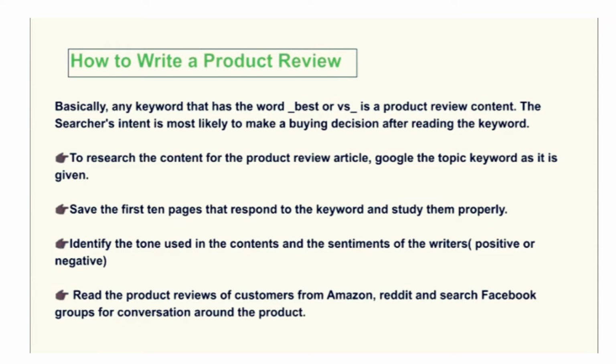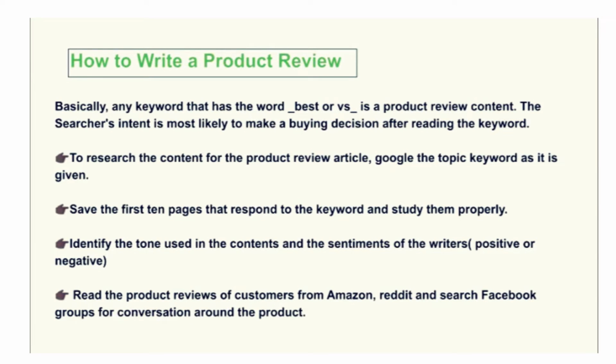Then the second process is to save the first 10 pages that respond to that keyword and study them properly. After you have Googled the best mouse in India under 100, or after you've Googled the keyword, the top 10 articles that come up, save them and you study them properly.